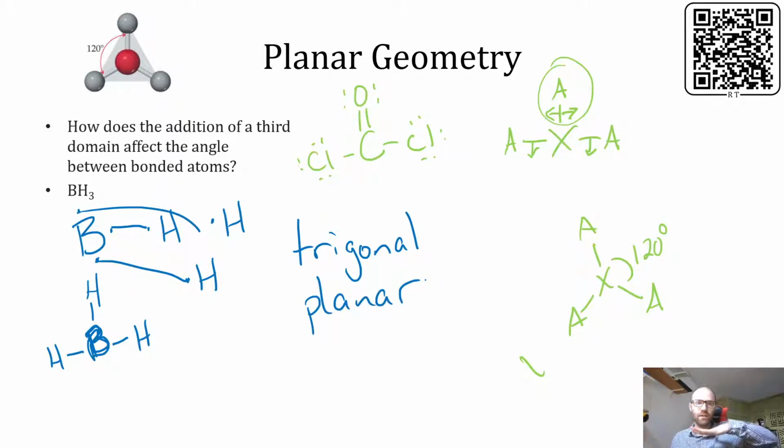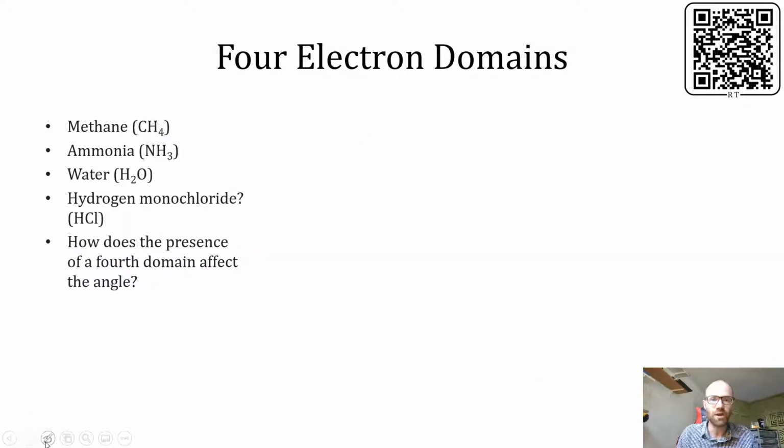Planar as in 2 out of 3 dimensions, right? They're still flat molecules. And this gets a little bit more interesting as we talk about 4 electron domains. So really quickly, we've got methane, and we've got ammonia, and I think we've seen all of these before.